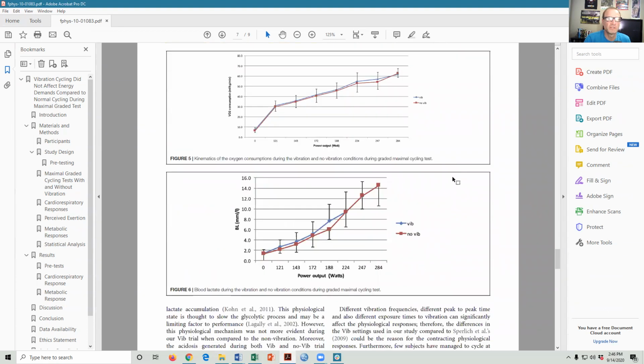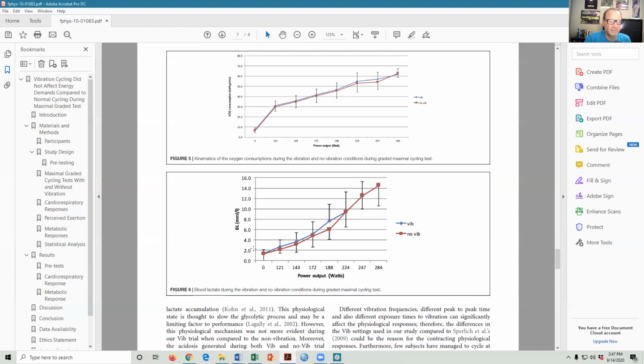What I would typically do at this point also is look at some of their figures, make sure I understand what they're illustrating. So they have VO2 in mLs per kg per minute versus power. This is a cycling test, so this is very typical to put power down here, which would equate to intensity. 284 watts is a big amount of watts. And then they've got 2 data sets, cycling with vibration and cycling without vibration. And now I can see that those VO2 data points are pretty identical. Maybe something's going on here, but in essence, these two lines are hard to distinguish from each other.